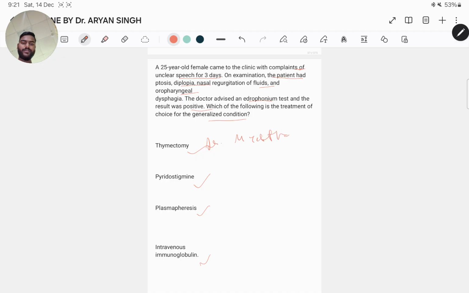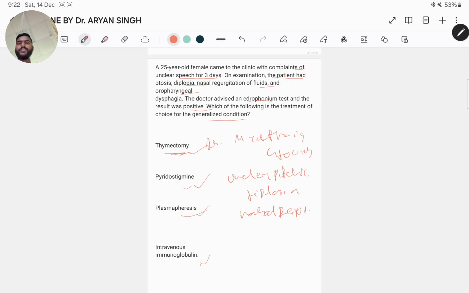Myasthenia gravis. The characteristics are unclear speech, ptosis, diplopia, nasal regurgitation of fluids, and oropharyngeal dysphagia. The edrophonium test is used for the diagnosis of generalized myasthenia gravis. Thymectomy is the treatment of choice for generalized myasthenia gravis. And pyridostigmine is the drug of choice for symptom relief of generalized myasthenia gravis, and not the treatment of choice.